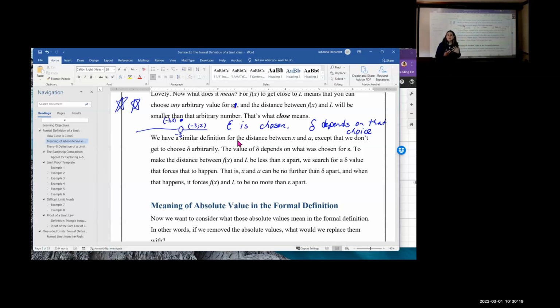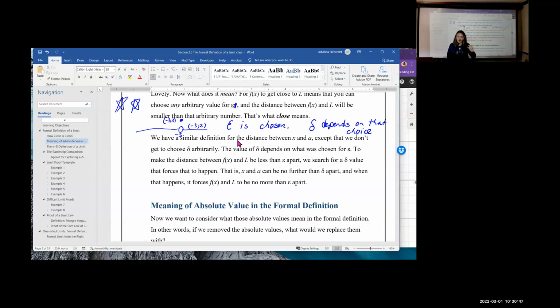Do you want to be within 0.1? Well, then that means you could be between 1.9 and 2.1. Or you could choose it has to be within 0.01, and then it has to be between 1.99 and 2.01, or 0.001, and then it's got to be between 1.999 and 2.001. All right. So you can choose how close to 2 you want to be.